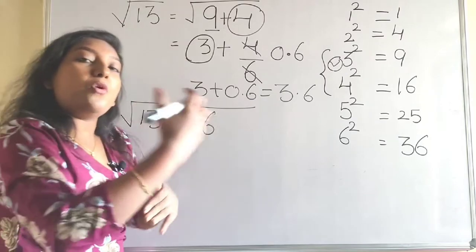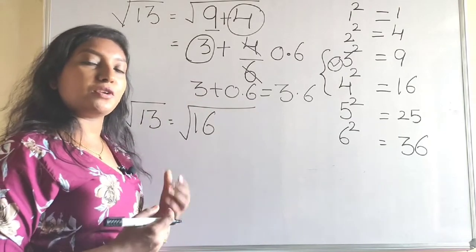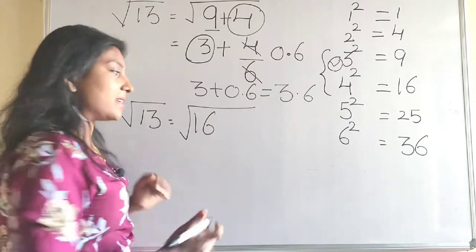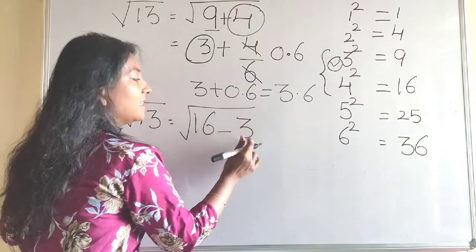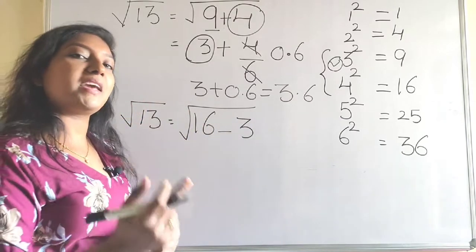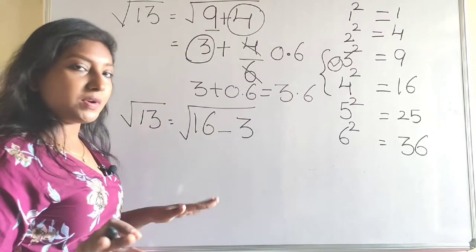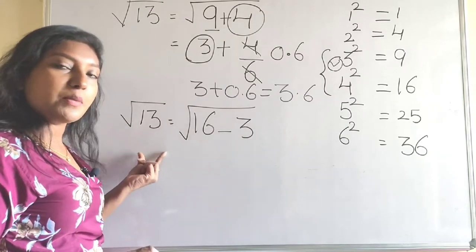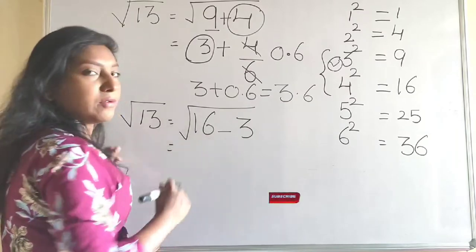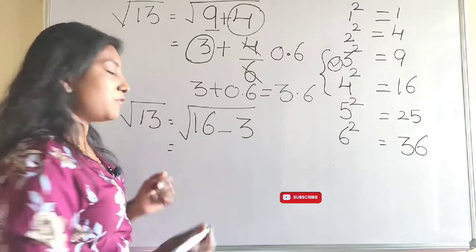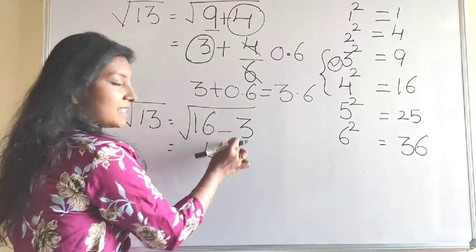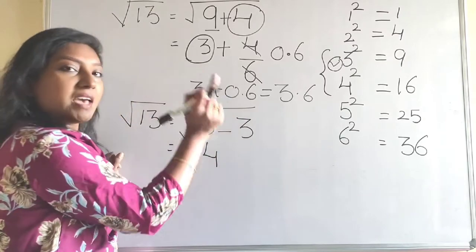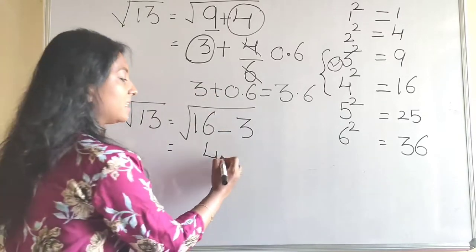Here we have more. So what we have to do in order to get 13? We have to subtract. So I am subtracting 3 from 16 so that we will get 13. Now it's over. 16 minus 3 gives 13. So it should be equal to this number. Next, what is the square root of 16? Square root of 16 is 4. And get the symbol down. Whatever the symbol we have here, we have to get the same symbol, that is minus.